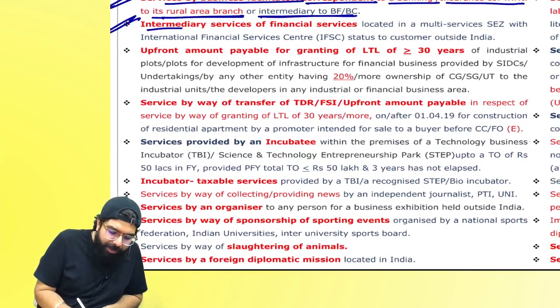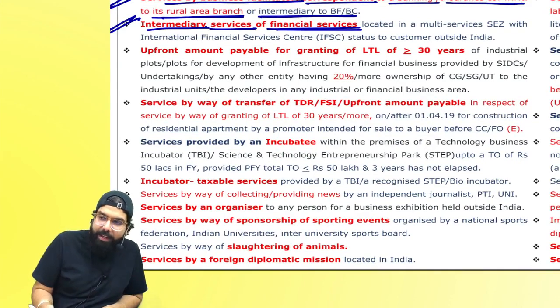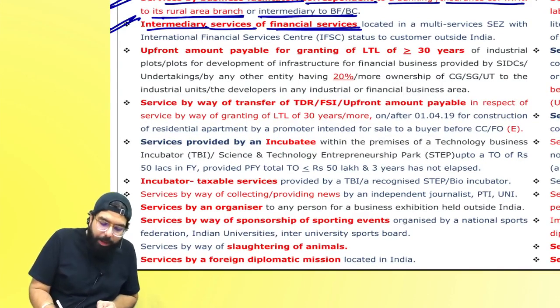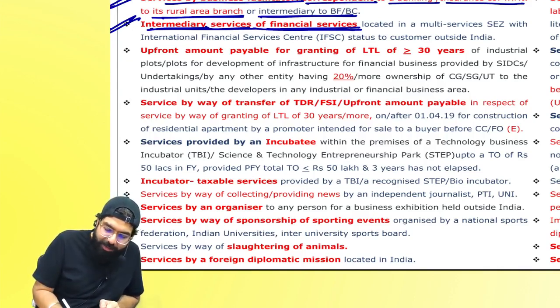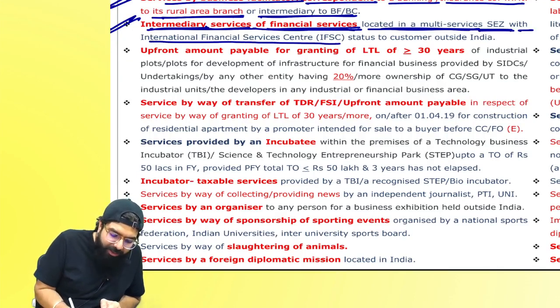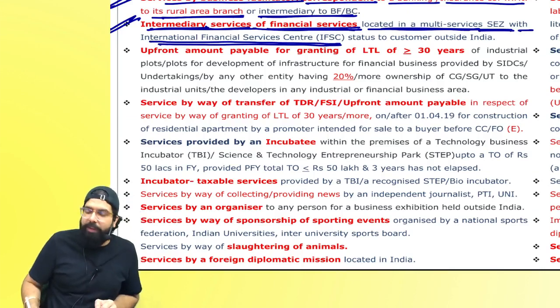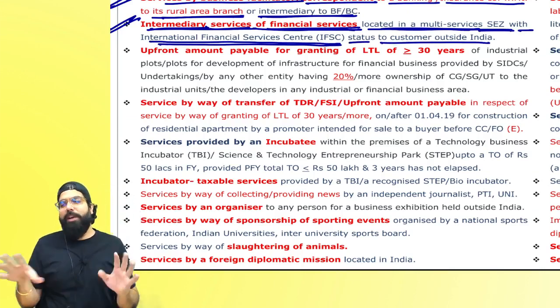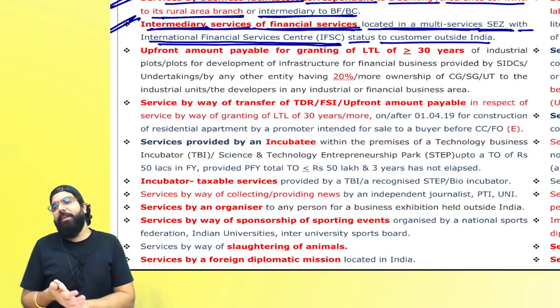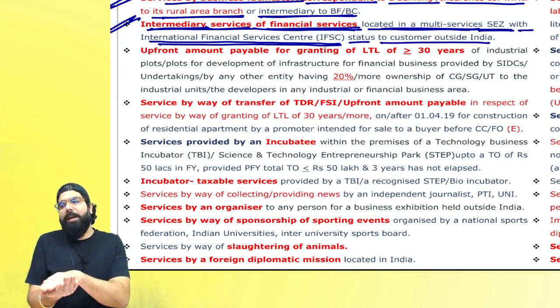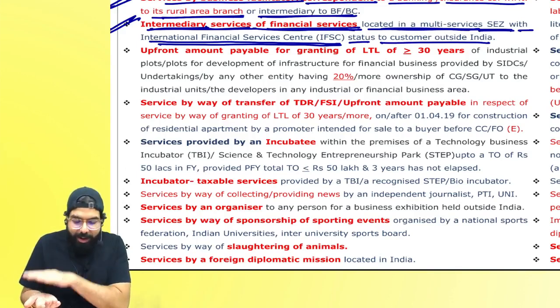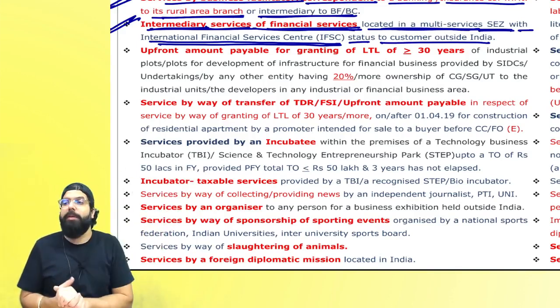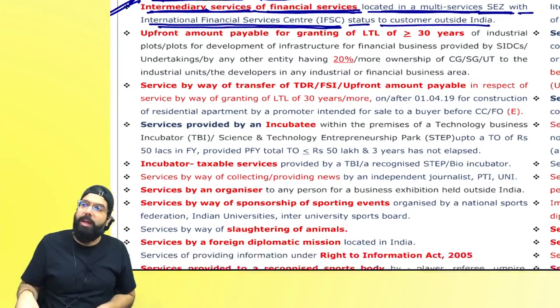Sir, intermediary services of financial services, provided by whom? By a person located in what? A multi-services SEZ with IFSC status, International Financial Services Centre status, and it is providing to whom? Customers outside India. When you are providing these financial services, you are located in a multi-services SEZ and you are providing the services to customers outside India, your service will be exempted.